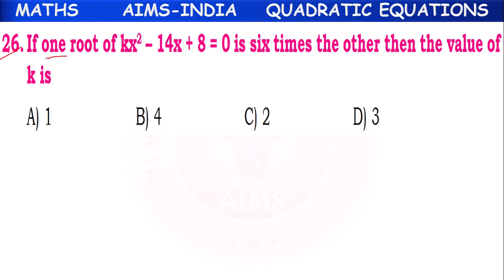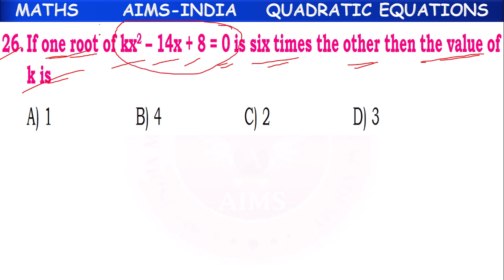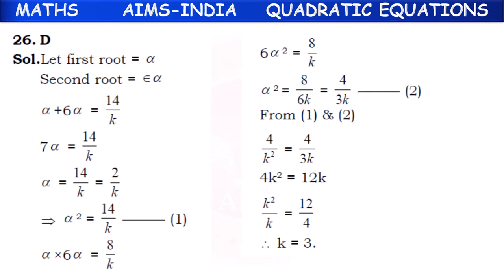If one root of kx square minus 14x plus 8 equal to 0 is 6 times the other, then the value of k is how much? So this is the equation and they have given one root is 6 times the other. According to that hint, we have to find the value of k in the equation.